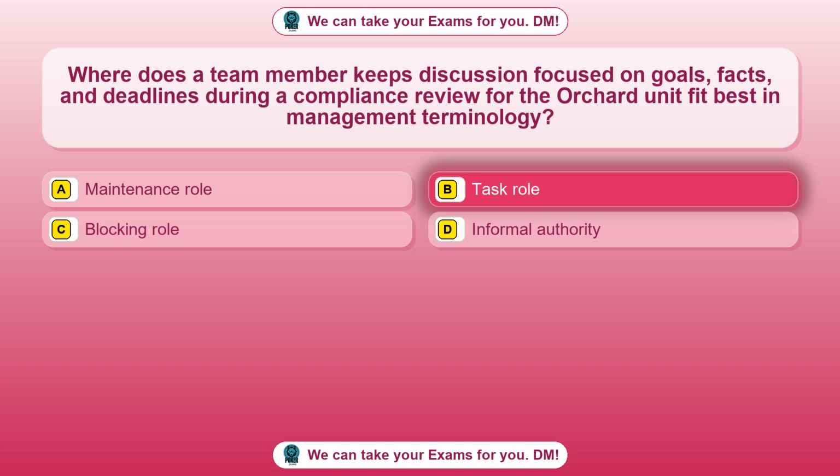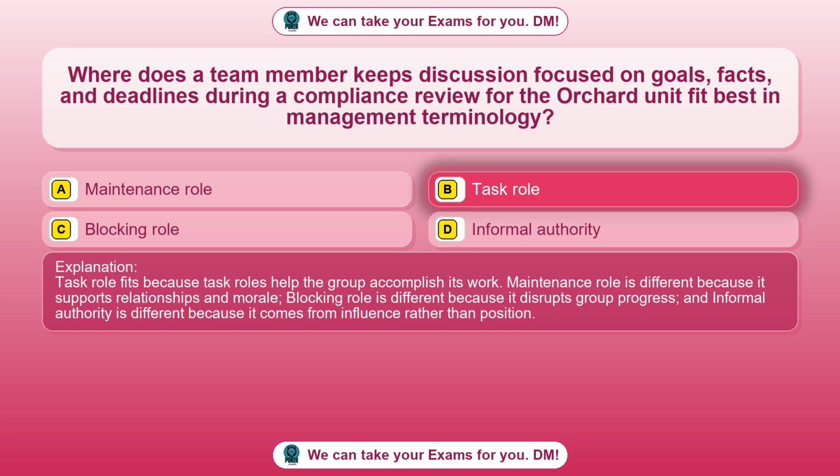Task role. Task role fits because task roles help the group accomplish its work. Maintenance role is different because it supports relationships and morale. Blocking role is different because it disrupts group progress, and informal authority is different because it comes from influence rather than position.